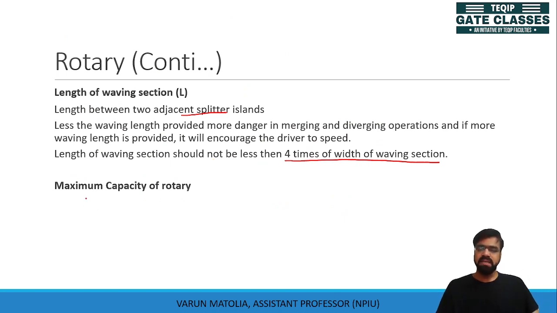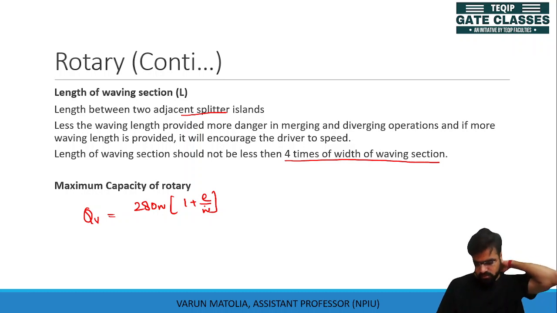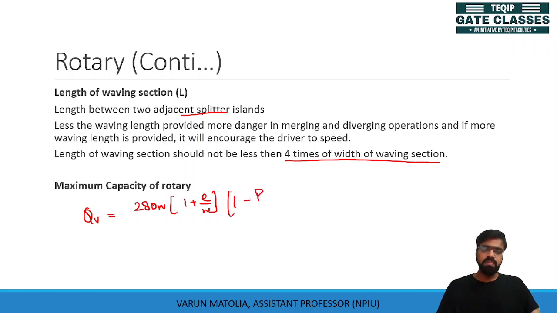So let us now write the equation for the maximum capacity of a rotary, that is 280 times your weaving width W, multiplied by 1 plus E by W. E is your entry-exit width, the average of your entry and exit width. Then we have 1 minus P by 3, where P is your proportional weaving traffic.